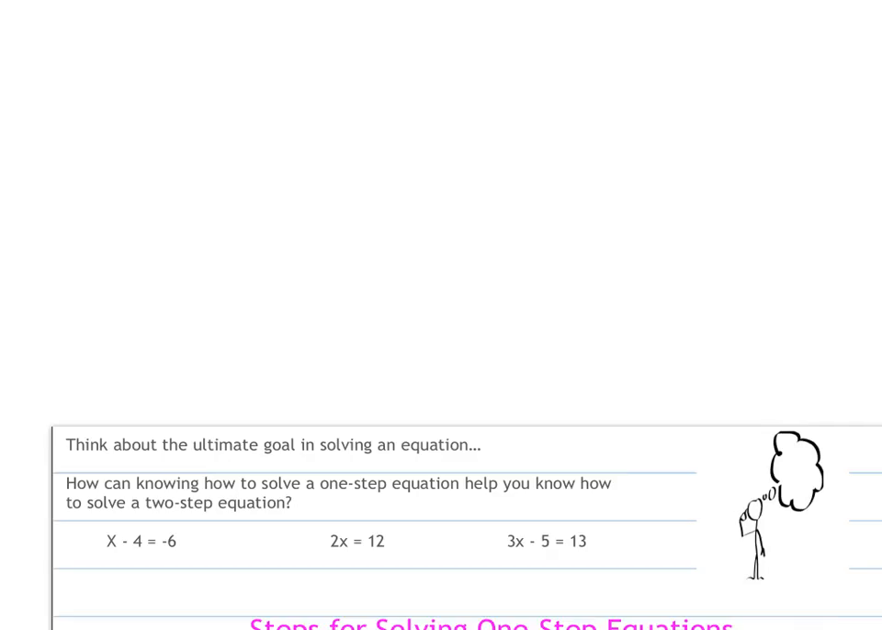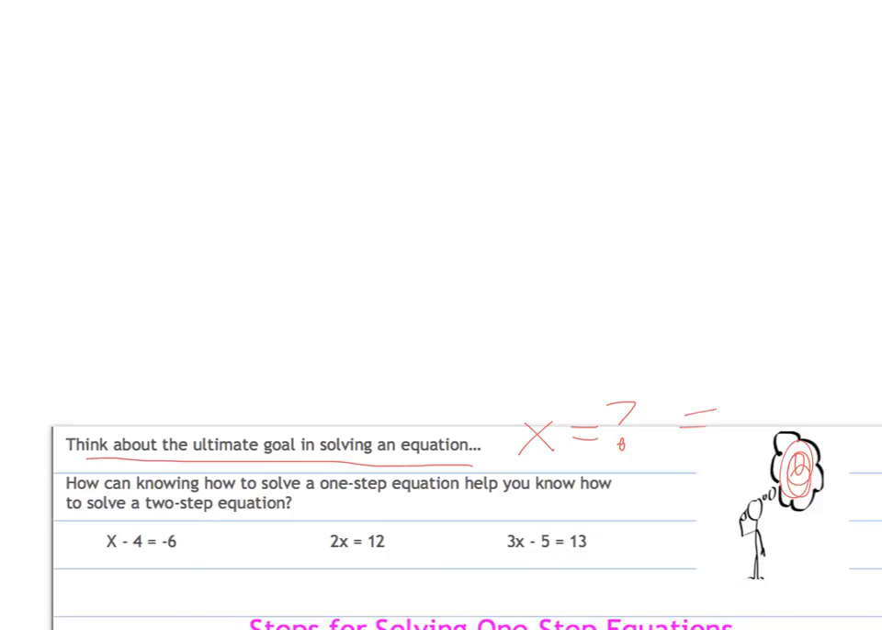So what I want you to think about first, thinking guy, is the ultimate goal in solving an equation. What is the ultimate goal when solving an equation? What is your job, detective? Your job is to solve for the variable. So find out what the variable is equal to, and then figure out that it works. Remember that a solution is the number that makes the sentence true, meaning equal.